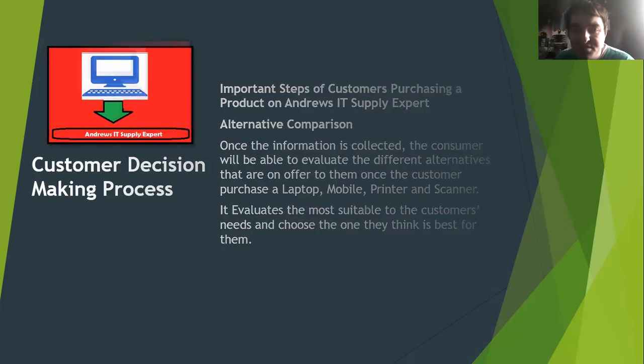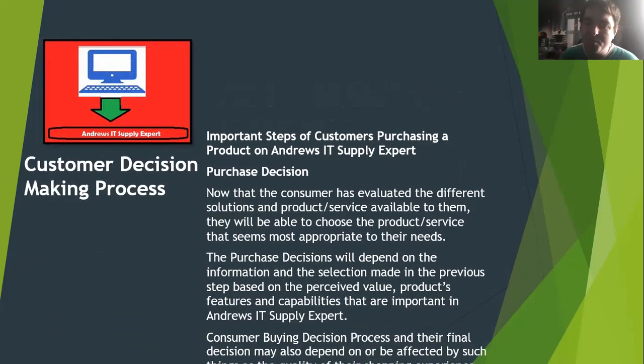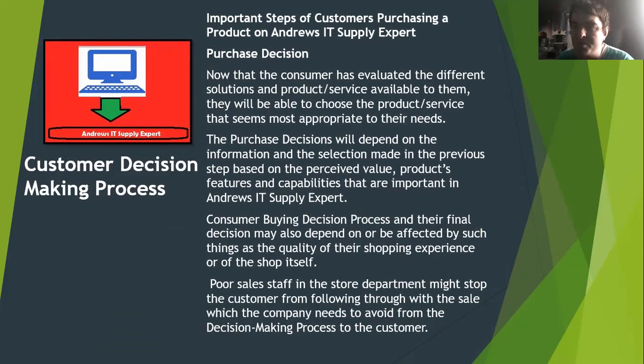Right, so that's it for the customer decision-making process. So here is more about the customer decision-making process. This is mainly about the purchase decision of the customers. Now that the consumers evaluate the different solutions and the product and service available to them, they will be able to choose the product and service that seems most appropriate to their needs. The purchase decision will depend on the information and selection made in the previous step in the customer decision-making process.